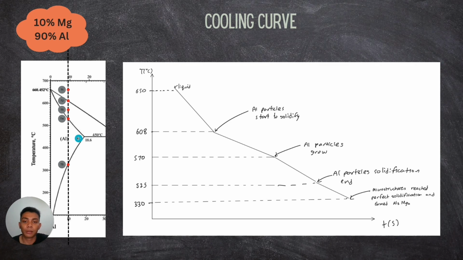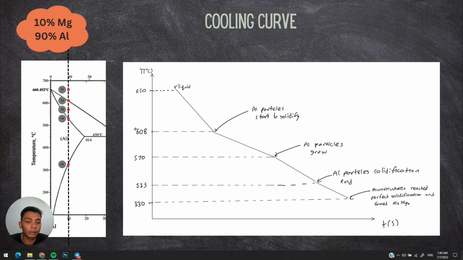So we move on to the cooling curve. Firstly, at 650 degrees, it is all in liquid phase. Then it goes down to 608 degrees Celsius, where the aluminum particles start to solidify. Then it cools down further to 570 degrees Celsius, where the aluminum particles grow bigger. Then it cools down further to 525 degrees Celsius, where the aluminum particles end the solidification process. And lastly, it cools down to 330 degrees, where the microstructure reaches perfect solidification and forms Al3Mg2.